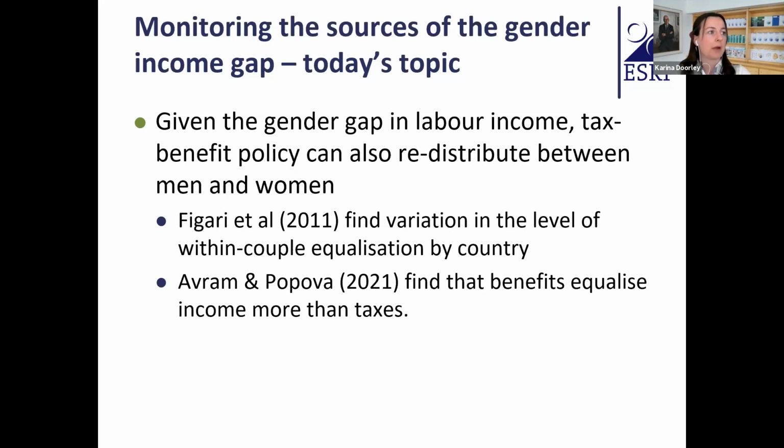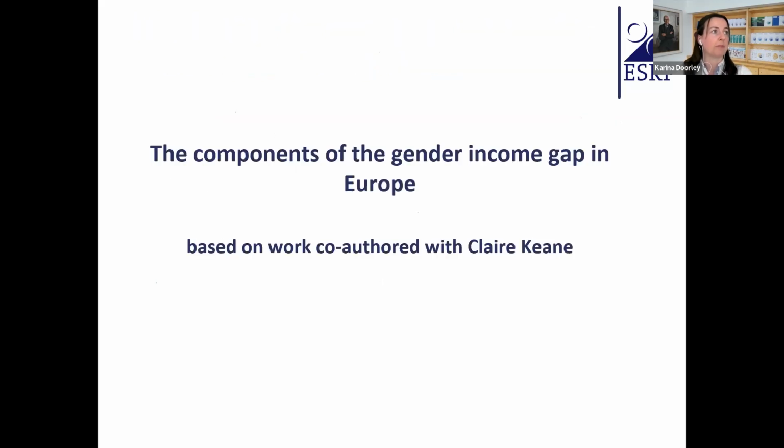A more recent paper then by Avram and Popova find that benefits do most of the work in counteracting gender inequality compared to taxes. So in their study of 8 countries, they found that benefits were doing most of the heavy lifting. So what I'm going to talk to you about for the next 15 minutes is a paper that I have co-written with Claire Keane on the components of the gender income gap in Europe.